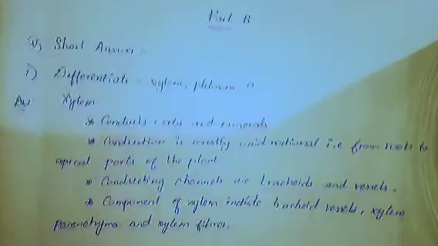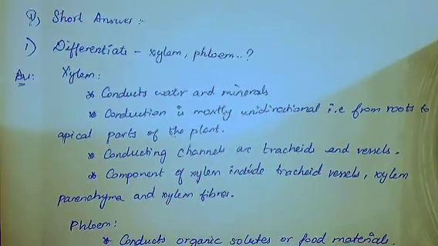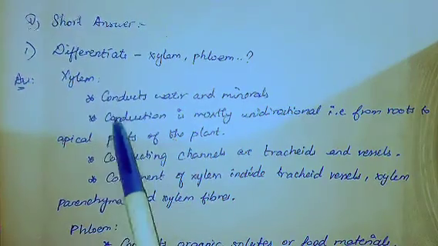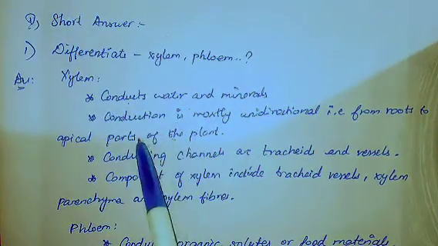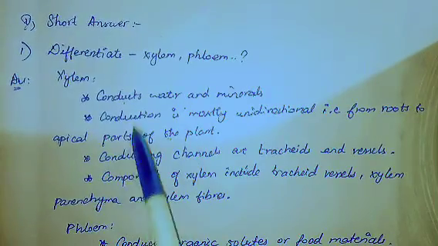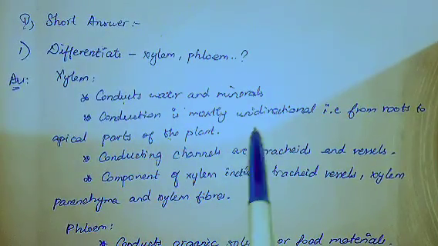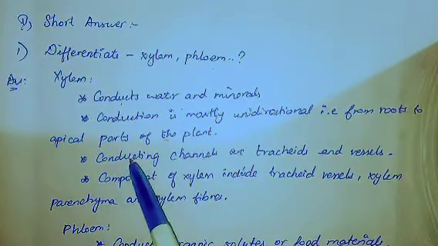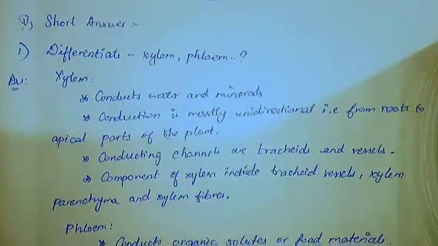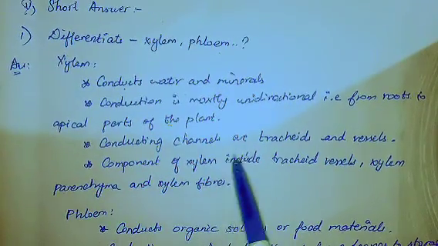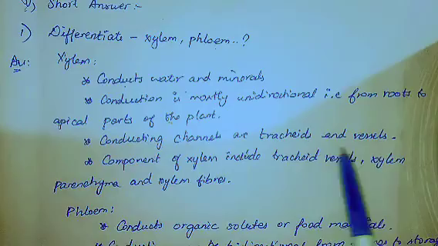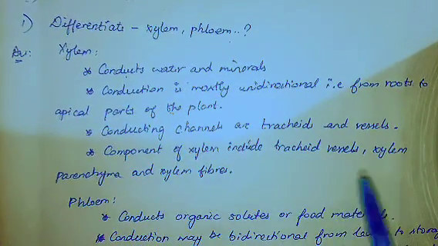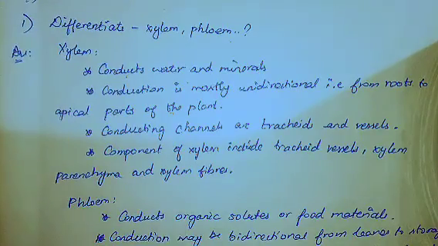First one, differentiate xylem and phloem. The answer is, first write the heading, xylem. Xylem conducts water and minerals. Conduction is mostly unidirectional, that is from roots to the apical parts of the plant. Conducting channels are tracheids and vessels. Components of xylem include tracheids, vessels, xylem parenchyma and xylem fibers.